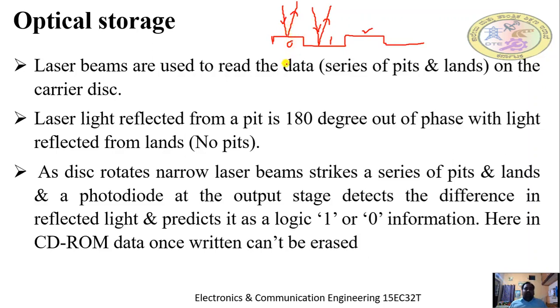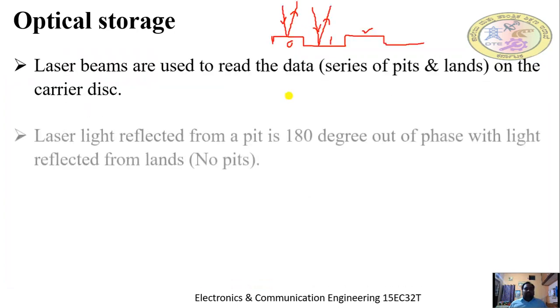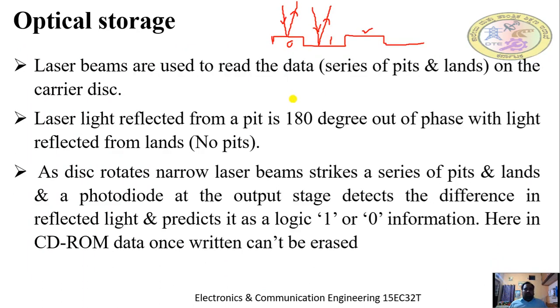This is identified by the photodiode. As you can see here, this is the photodiode which will identify the phase shift between the two reflected lights. That's how the photodiode detects the information stored on the circular track as 1 or 0. So whenever there is a 180 degree phase shift in the reflected light, that indicates a logic 1. Otherwise it reads the value as logic 0. This is how the data is read from the optical disc.